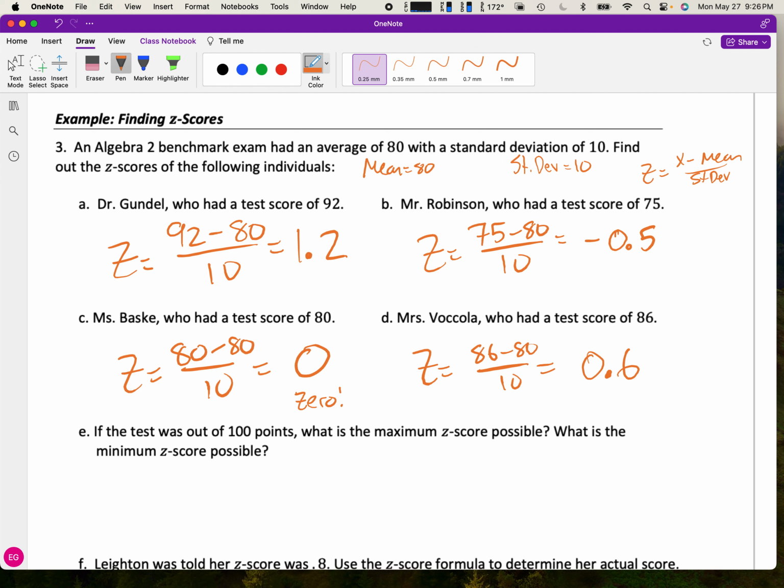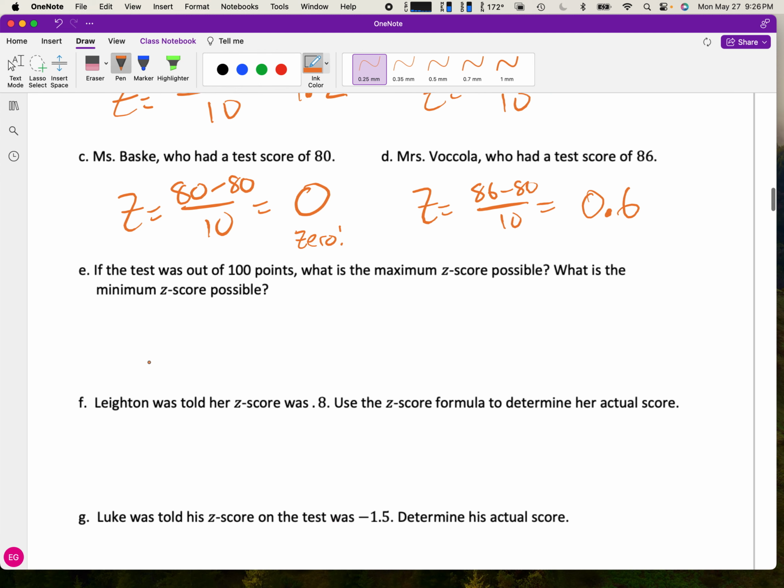And ultimately, we'll be able to do this with different data sets and be able to say that a student who's in Dr. G's class got a z-score of 1.2 versus a student in Mr. Robinson's class got a z-score of negative 0.5. We can now say that the student in Dr. G's class did better than the student in Mr. Robinson's class compared to their class, okay? So it is still a comparison to their individual class, and that's something we've got to keep in mind, but it's a way that we can start comparing.